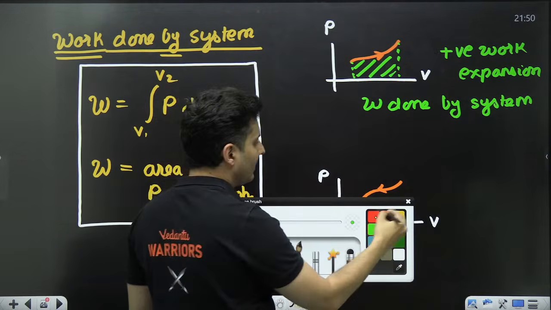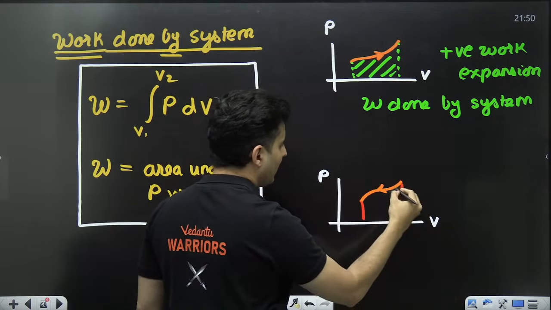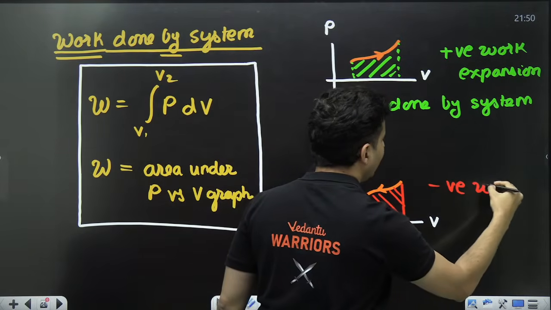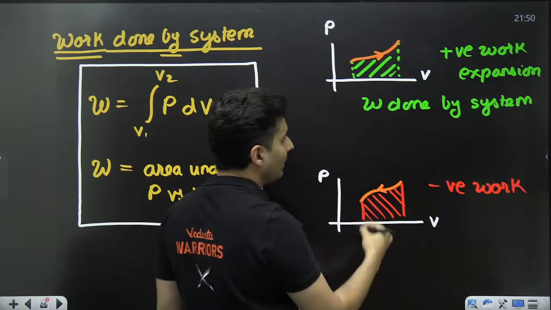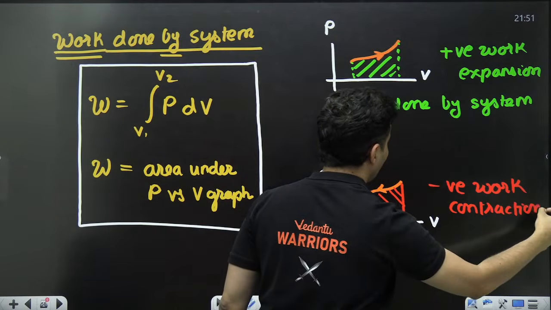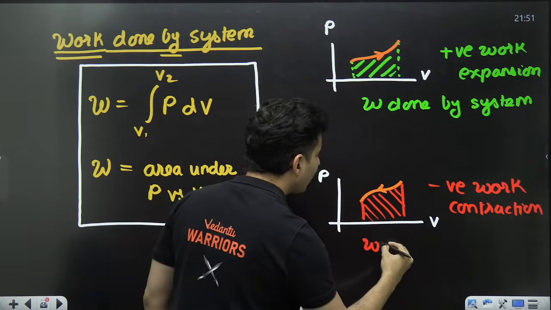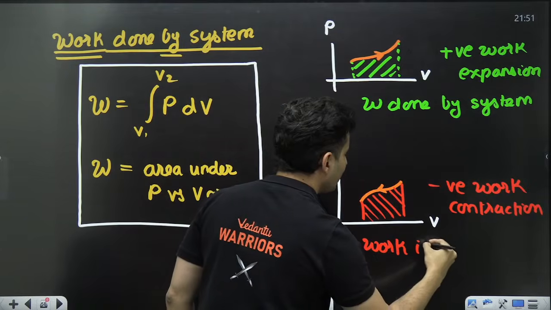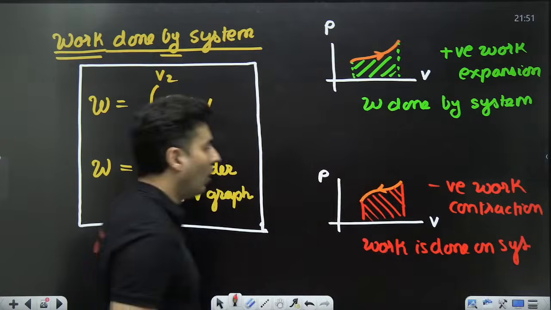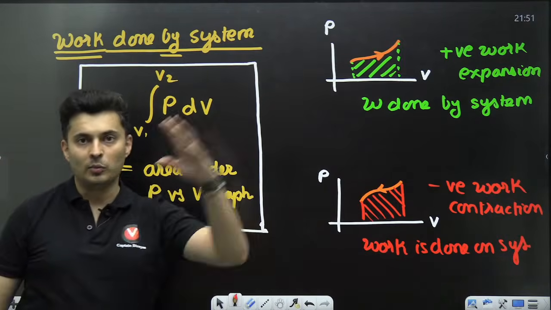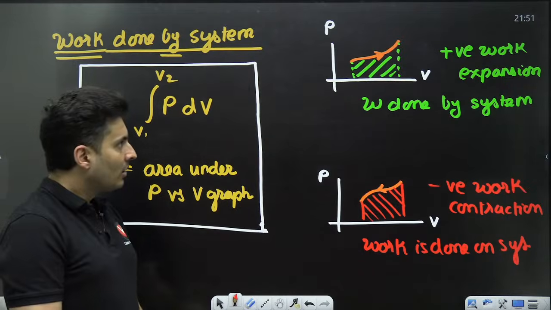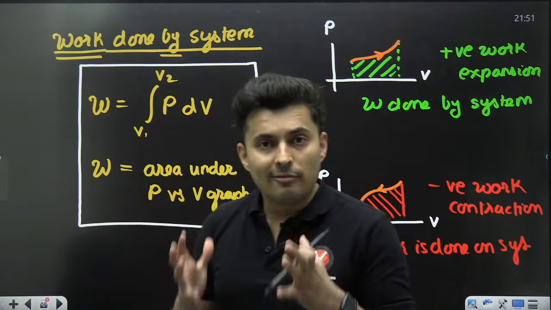If the arrow mark is like this, this same area will now be considered negative work, because this is contraction. In chemistry, this would be positive. Here, work is done on the system. It's exactly opposite. Is that clear, everybody? Right? So this is your work.